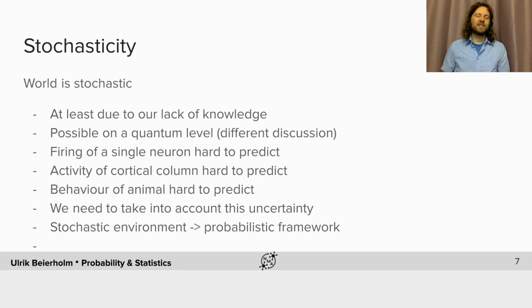And that manifests on many levels. For neuroscientists, that means that firing of single neurons can be very hard to predict. Activity in a cortical column in the brain would be hard to predict. The behavior of an animal is hard to predict, and so on and so on. And because of these things, we need to take into account this uncertainty that we have. And if you're in a stochastic environment, then you need to move into some kind of probabilistic framework.